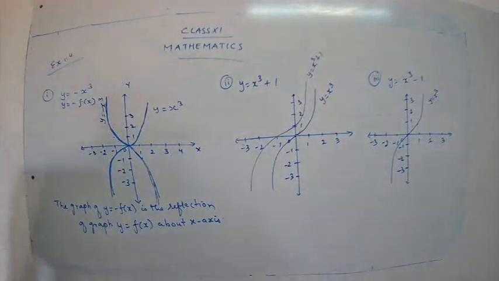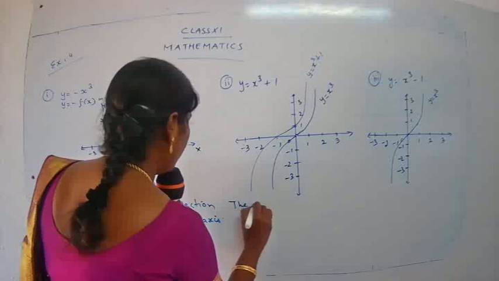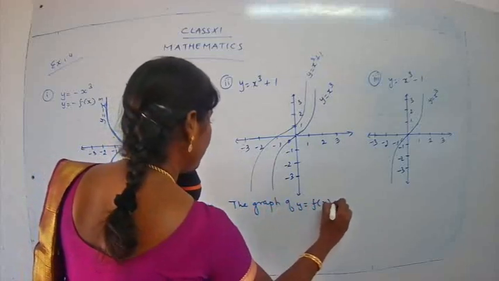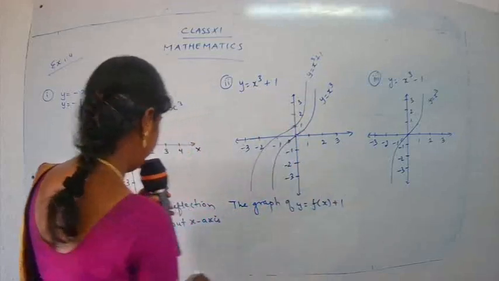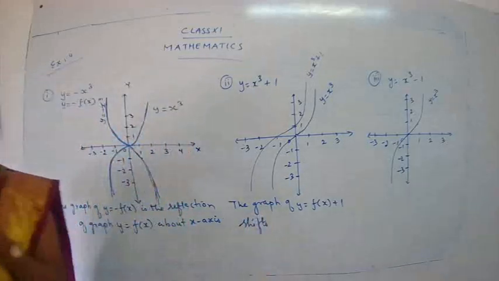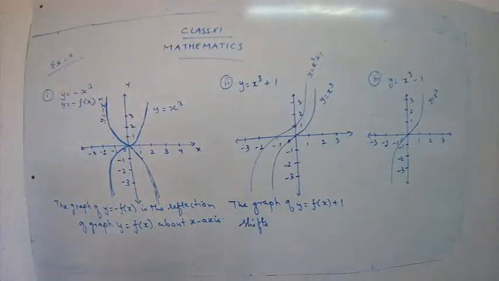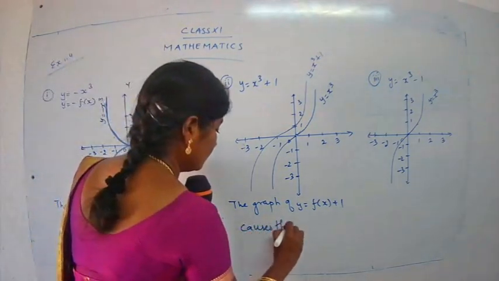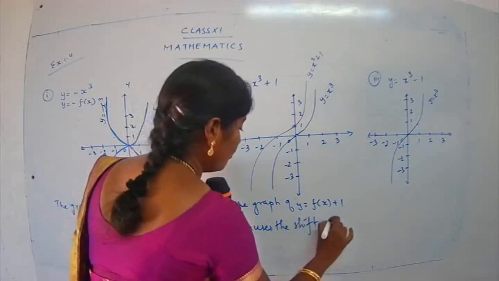So let's write down the explanation. The graph of y is equal to f of x plus d. Plus d means here 1. The graph of y is equal to f of x plus 1 causes the shift upward by 1 unit.